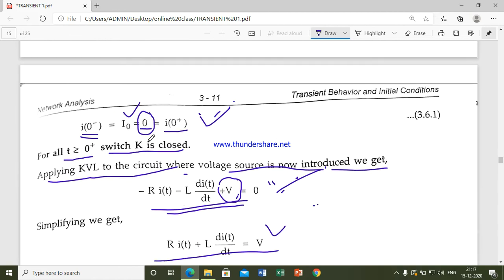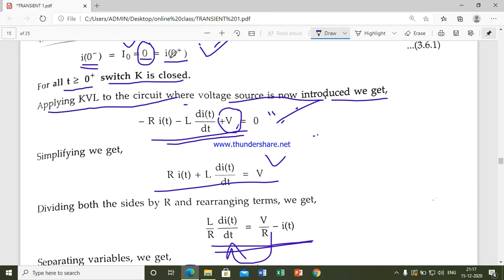I of 0 minus is equal to I naught, that is equal to 0. This is equal to I of 0 plus. After this, for time instant t greater than or equal to 0 plus, you will make the switch on. When you make the switch on, you will apply voltage to this circuit. Then you can apply KVL for this circuit.